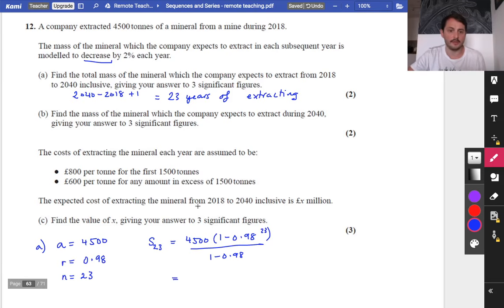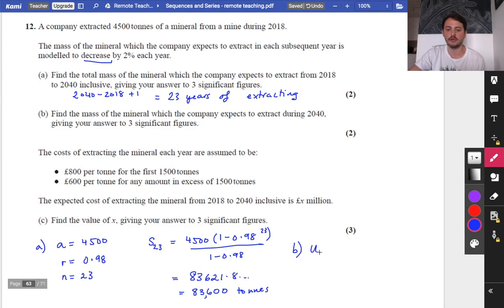So the total amount of mineral which is expected to be extracted, it wants it to 3 significant figures. So it's 83,621.8 and so on, and to 3 significant figures, that's 83,600 tonnes. That's part A of the question. Find the mass of the mineral which the company expects to extract during 2040, giving your answer to 3 significant figures. So this one wanted the total mass. This one actually just wants you to find out how much mass is being extracted in that year.